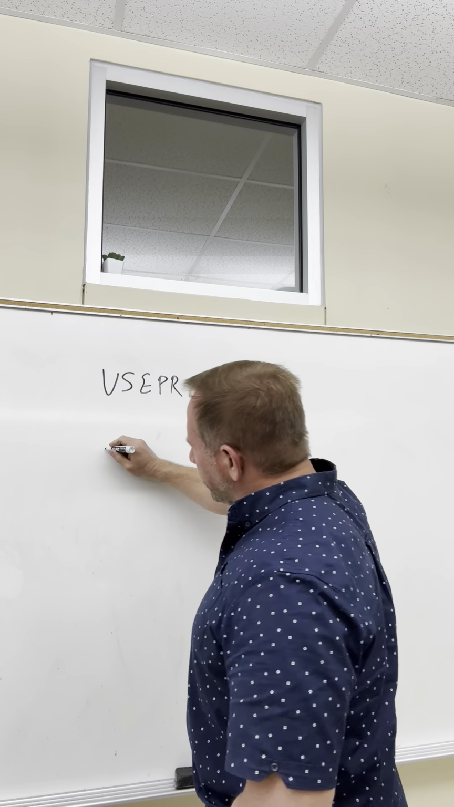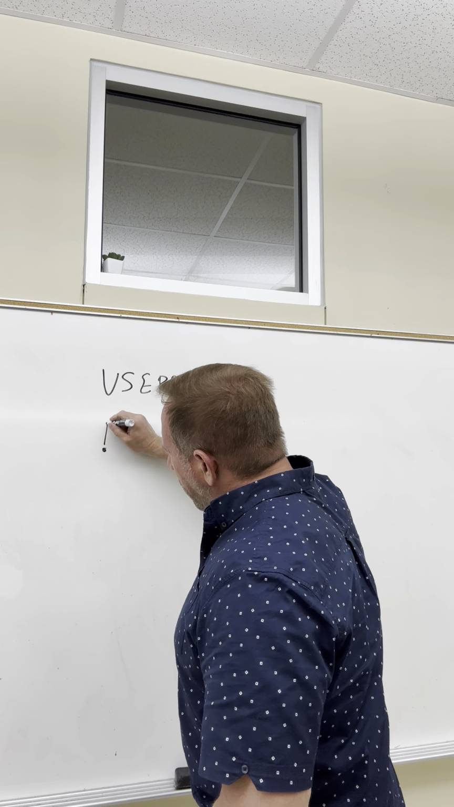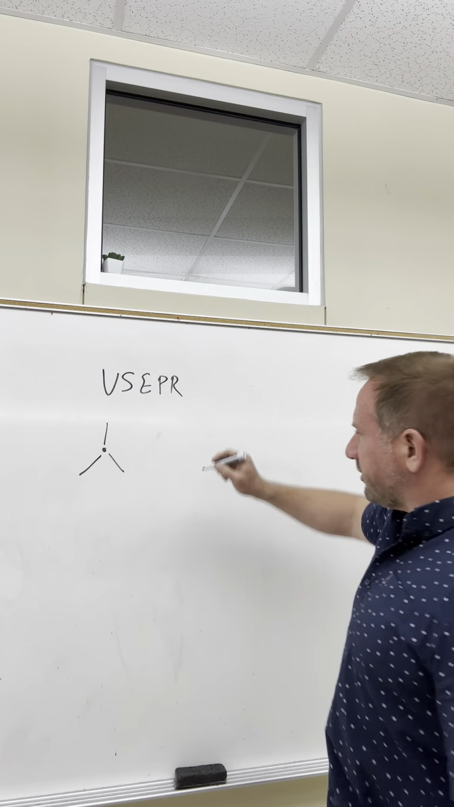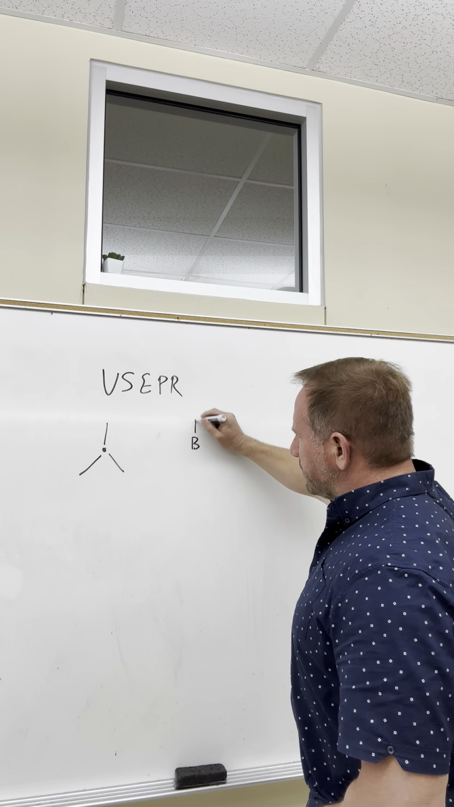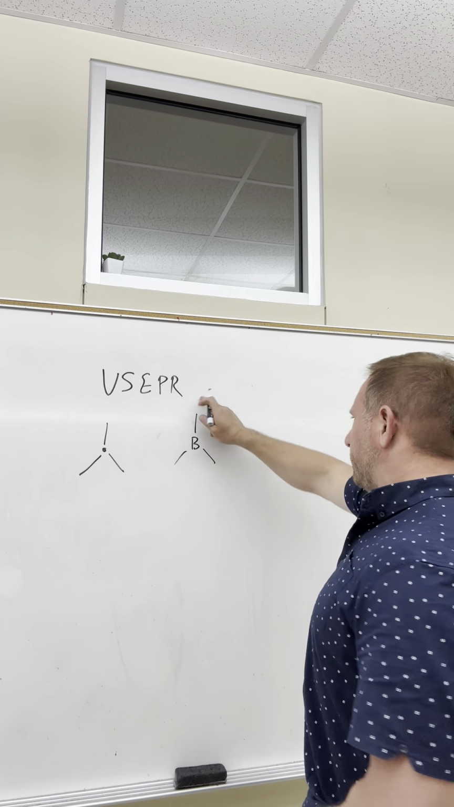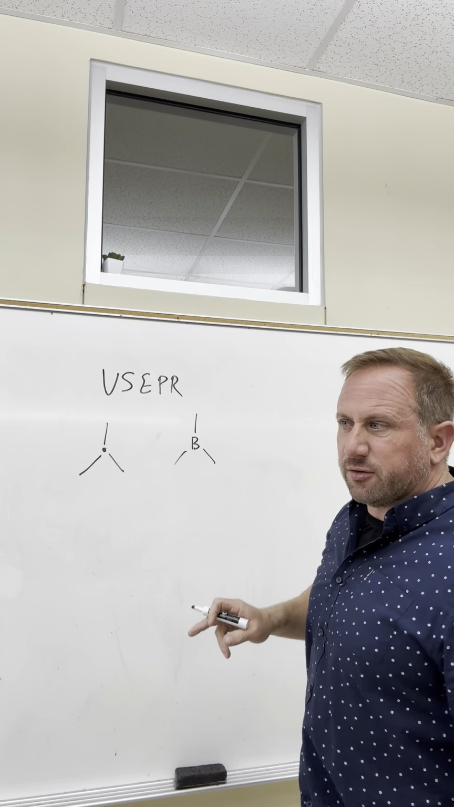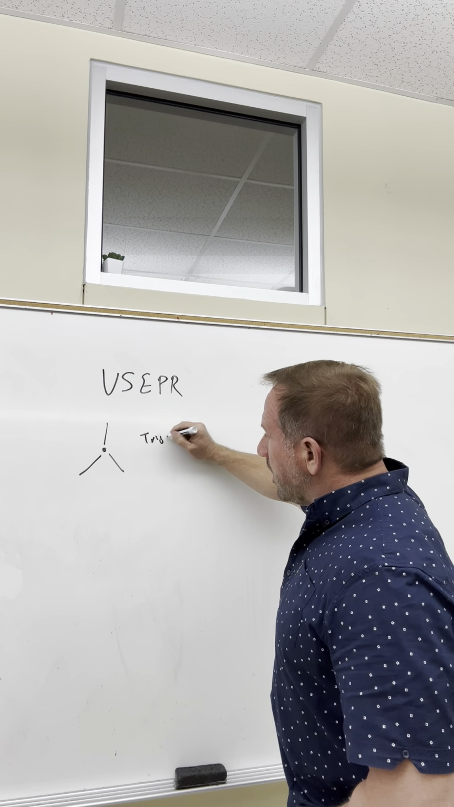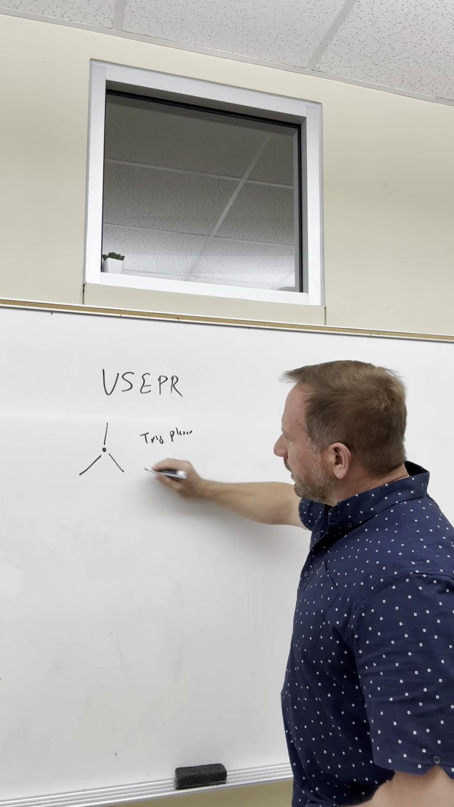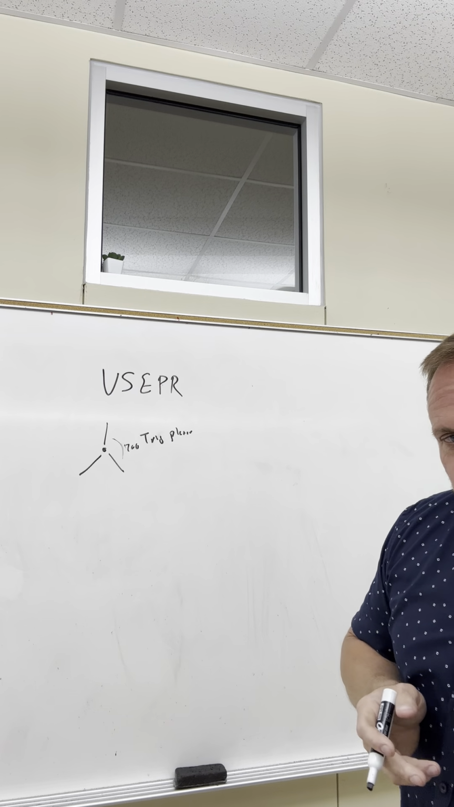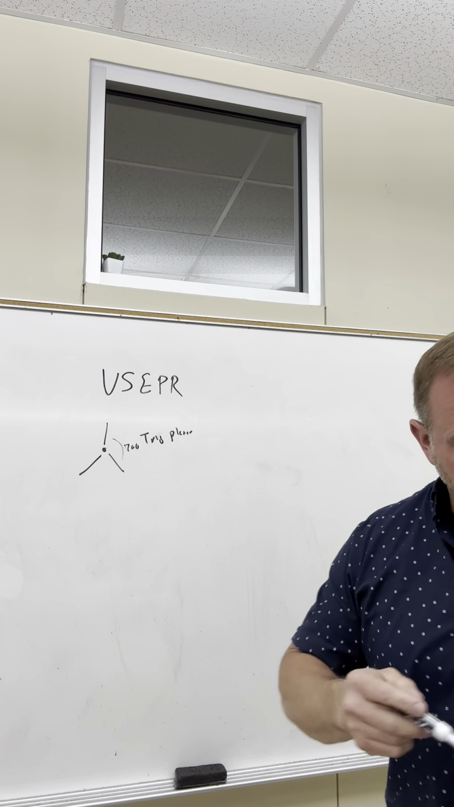Three effective pairs, 1, 2, 3. Example of this, remember boron is an exception. Boron is fine with 6 valence electrons, so boron bonded to fluorines or hydrogens. This would be a trigonal planar, 120-degree bond angle. All right, 120-degree bond angle, trigonal planar shape.